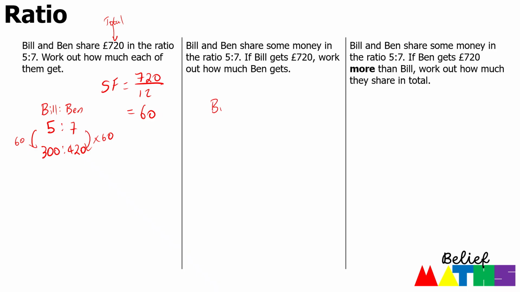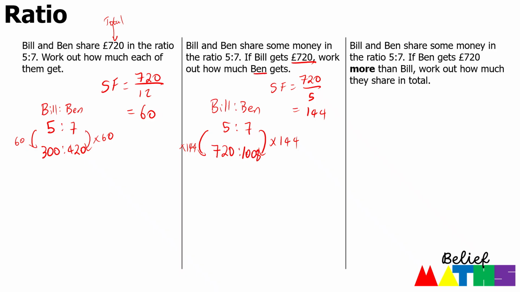The same in the second question, we've got the same ratio, Bill and Ben are in 5 to 7. In this case though, 720 is Bill's share. So our scale factor is 720 divided by whatever Bill got, which was 5 parts. So we do 720 divided by 5, and that gives us 144. So our scale factor is to multiply by 144 each side. Now we already know that gives Bill 720, and then Ben gets 144 times 7, which is 1008. So how much does Ben get? Well, Ben gets £1,008.